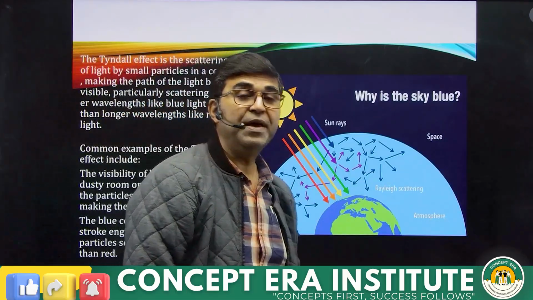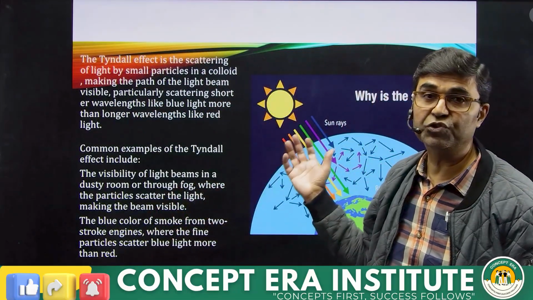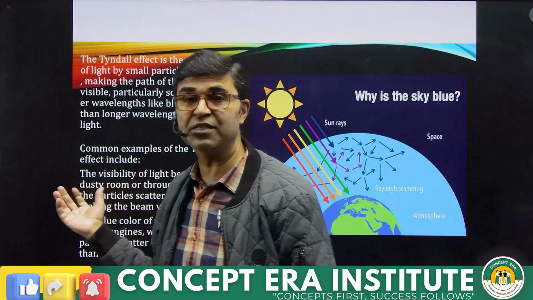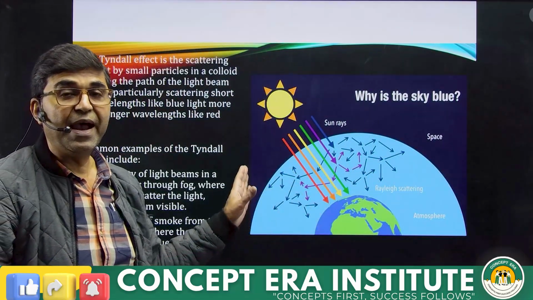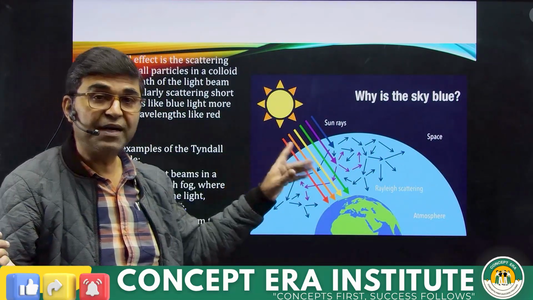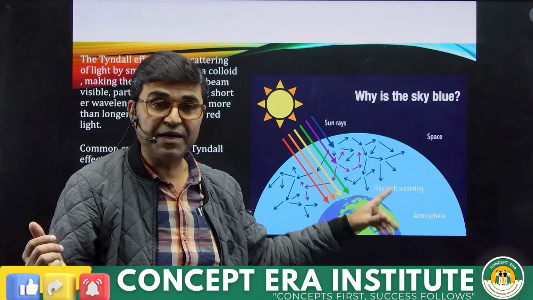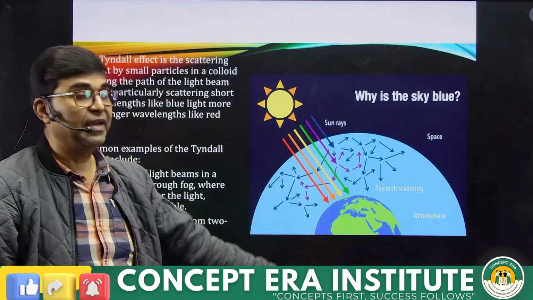So sky is blue mainly due to scattering of shorter wavelengths of light by the particles suspended in the atmosphere. And when we look at the sky, we see that scattered light, and we perceive the sky as blue.